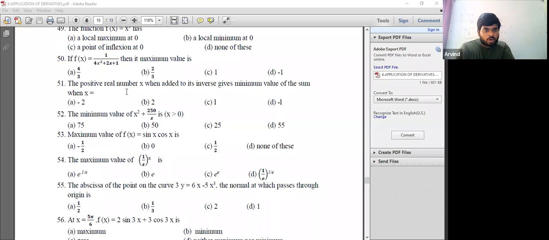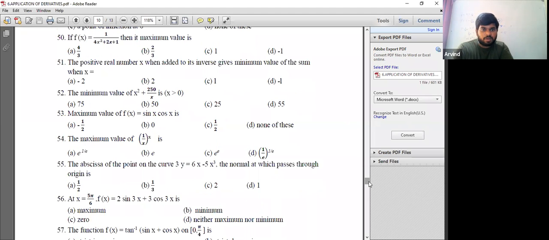Few more questions. The positive real number x when added to its inverse gives the minimum value of the sum when x is equal to 1. At minus 1, we get the maximum. Similarly, the minimum value of x square plus 250 by x. Same thing we have to do.